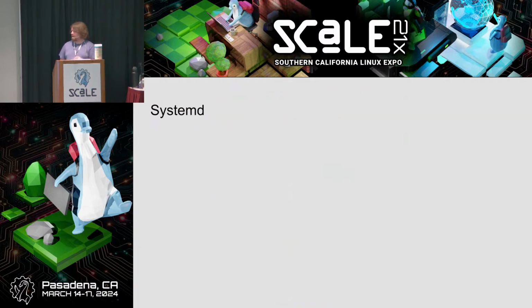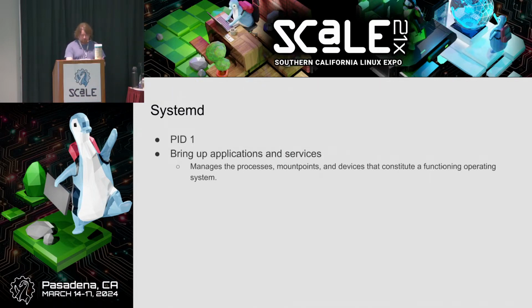So what about systemd? Well, first of all, systemd is PID 1 on a NixOS system. Its main job is to bring up your applications and your services. It manages the processes, the mount points, and the devices that constitute a functioning system, which is to say, when you have NixOS running, it is keeping track of what processes are running, where your file systems are, what devices they depend on, and how all of these things interact with each other.